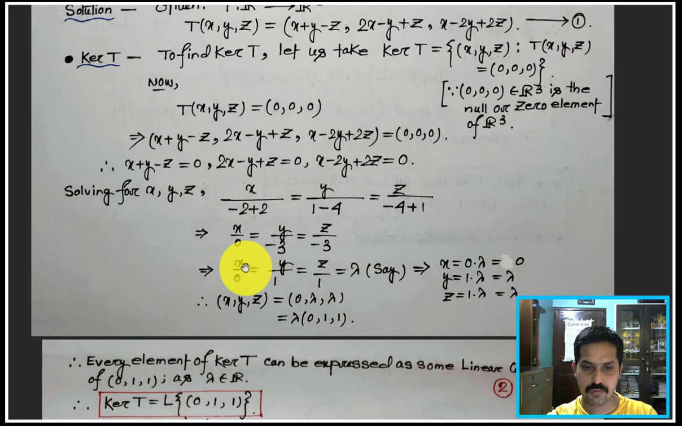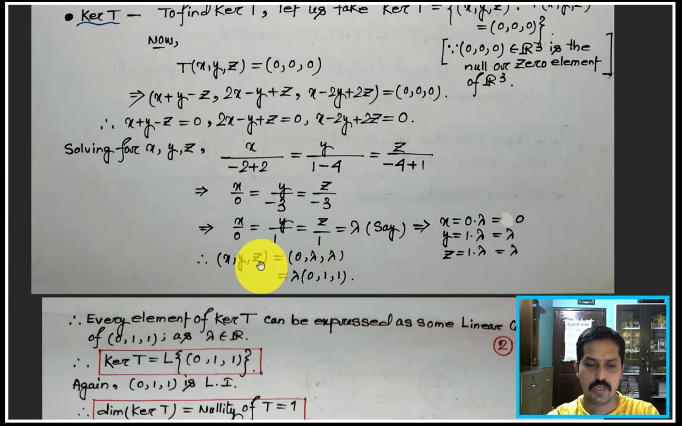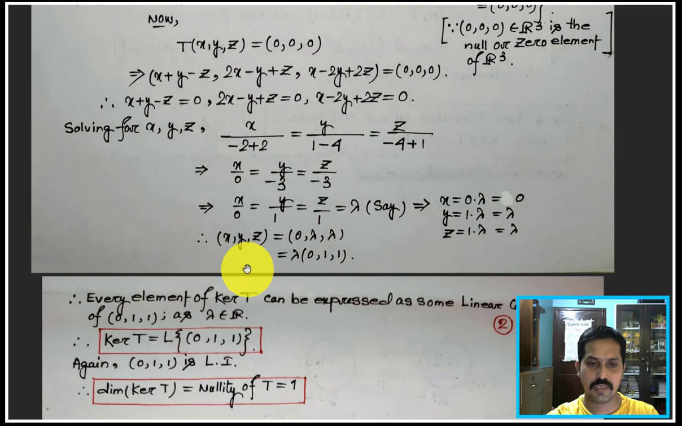So from these equations, we get x equals 0 into lambda equals 0, y equals 1 into lambda, that is lambda, z equals 1 into lambda, that is lambda. So what is (x, y, z)? (x, y, z) equals (0, lambda, lambda), taking lambda as common, lambda times (0, 1, 1). Now see, (x, y, z) can be expressed as a linear combination of (0, 1, 1), because for whatever value of lambda, we can find (x, y, z), where lambda is a real number.